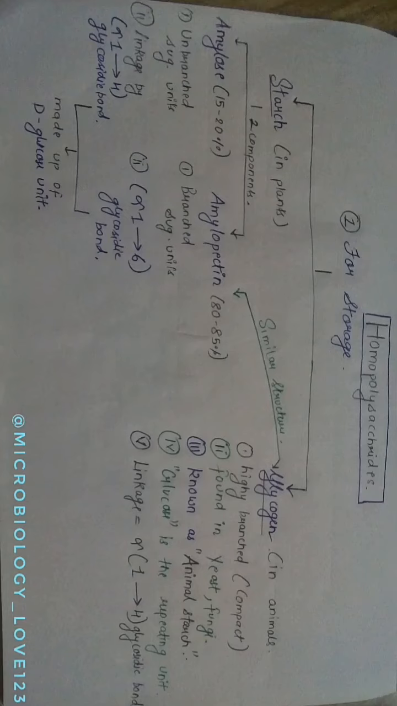Amylose has unbranched sugar units, meaning the sugar units are not branched, so it is like a linear polysaccharide. While the amylopectin is not a linear polysaccharide, it is branched like the trees are branched. Linkage by alpha 1,4 glycosidic bond.